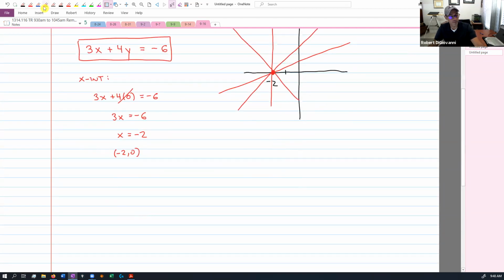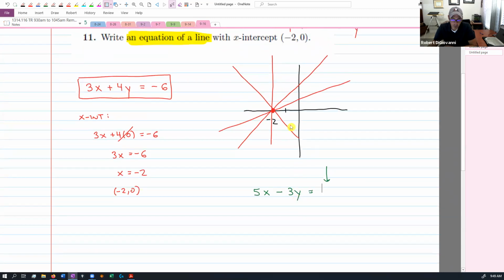So let me help you do it again. I'm going to do a completely different one. Emily, since you asked, I'll ask you. I'm again making up a number, 5x minus 3y equals, and then here's the thing we have to figure out. So what do you think, Emily? When I plug in 0 for y and -2 for x, I need this to be true. So what should I put over here? -10.